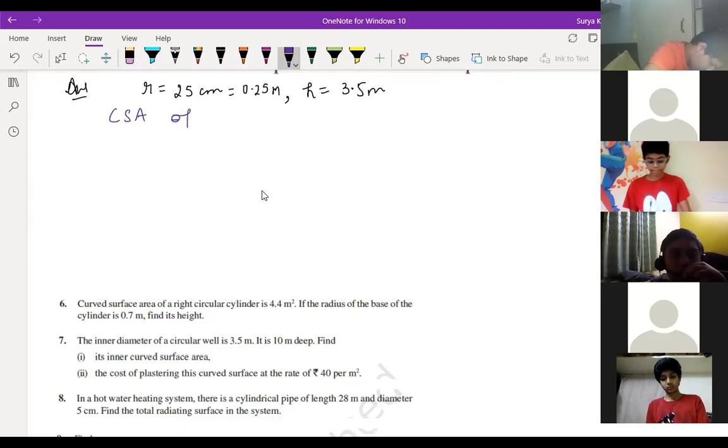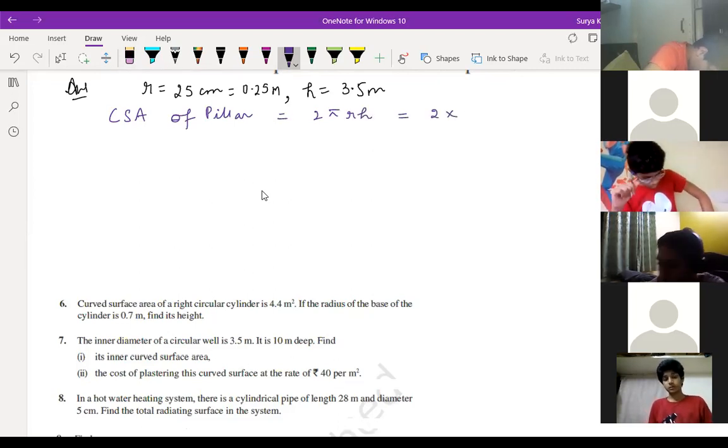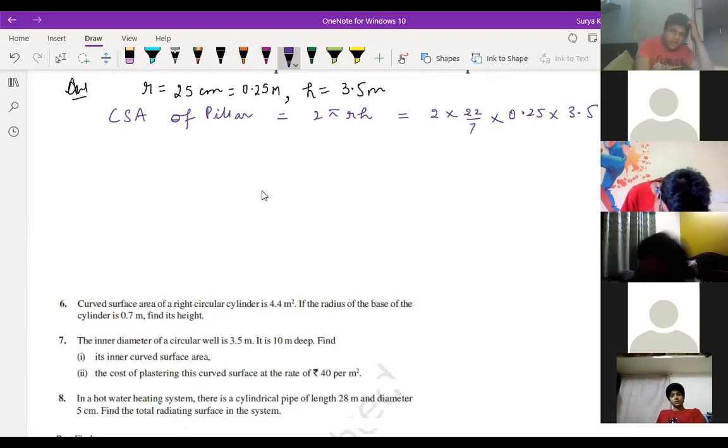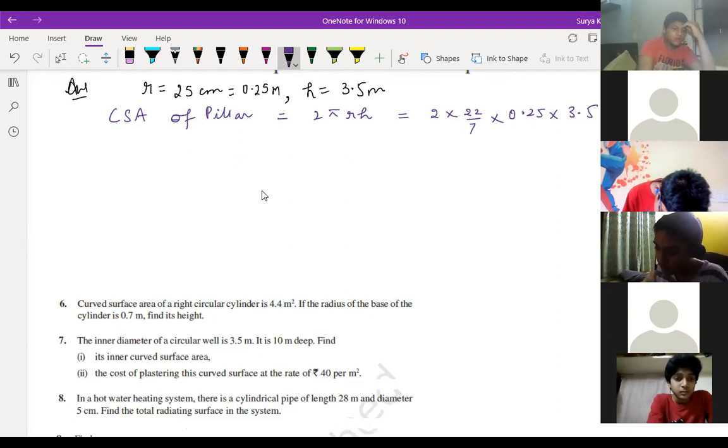CSA of pillar is equal to 2πrh. Make it easier if you are not understanding. So 2 into 22 by 7 into radius 0.25 into height 3.5. This much is clear. The answer, sir. Yes, sir. What, Nihar? The answer.